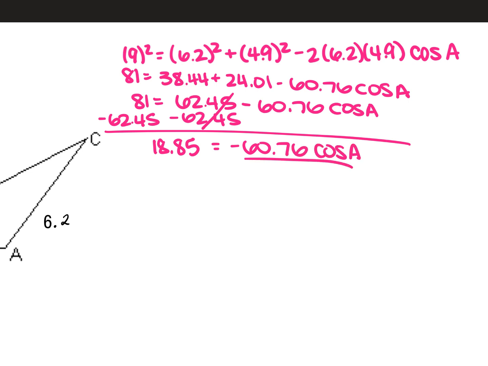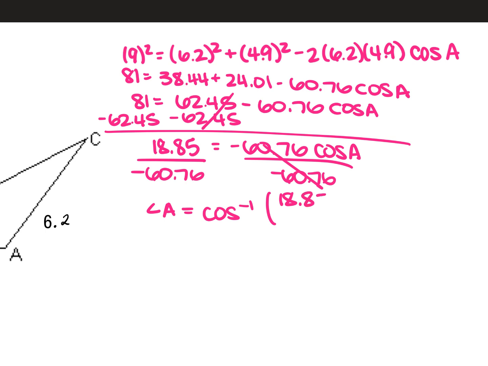We're going to divide each side by the negative 60.76. So to find the angle A, we're going to take the inverse cosine of 18.85 over negative 60.76. So the inverse cosine of 18.85 over negative 60.76 gives us 108. So angle A is equal to 108 degrees.